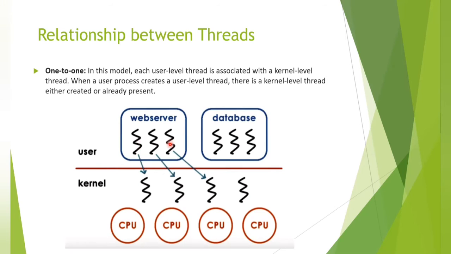So we see these are the user level threads and these are the kernel level threads. Each user level thread is associated with a single kernel level thread. So this is associated with this. This user level thread is associated with this kernel level thread and so on. So this is the one-to-one relationship.